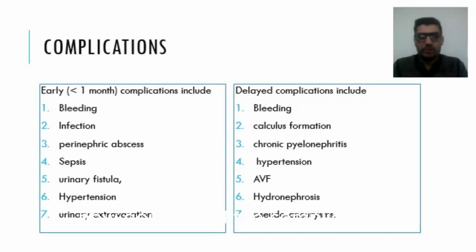Now going toward the complications. The early complications include bleeding, infection, perinephric sepsis, urinary fistula, hypertension, and urinary extravasation. And delayed complications include bleeding, calculus formation, chronic pyelonephritis, hypertension, AV fistula, hydronephrosis, and pseudoaneurysm.